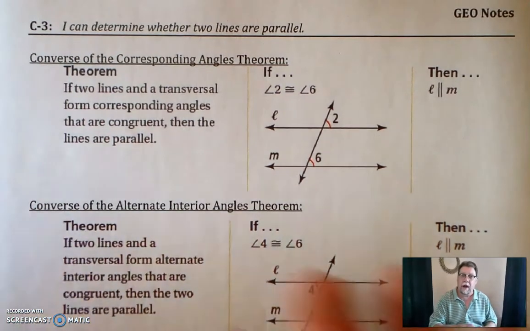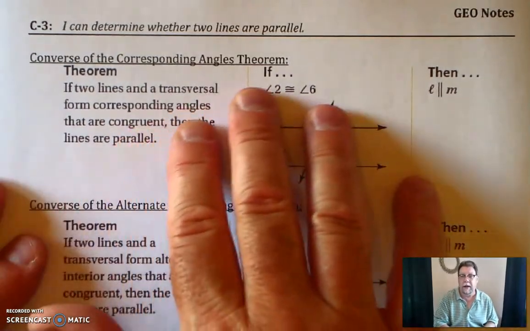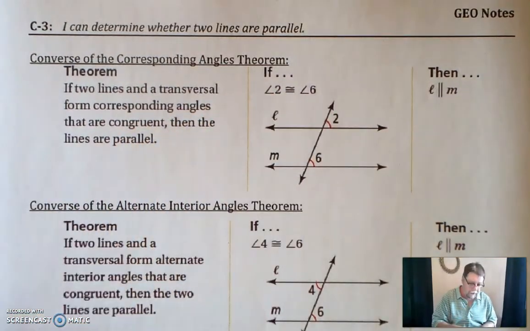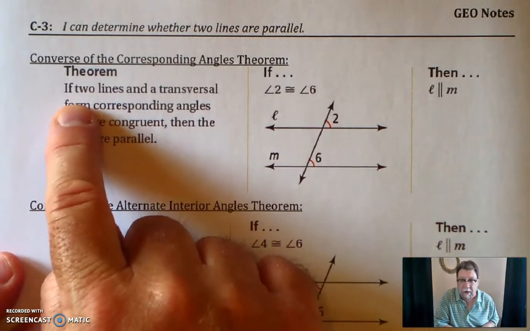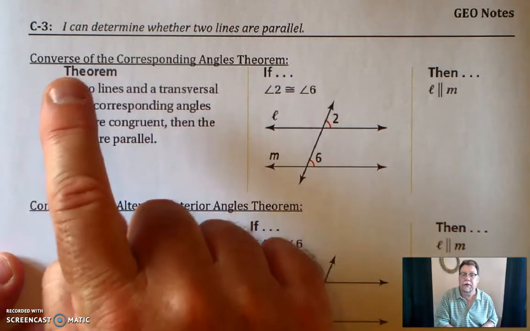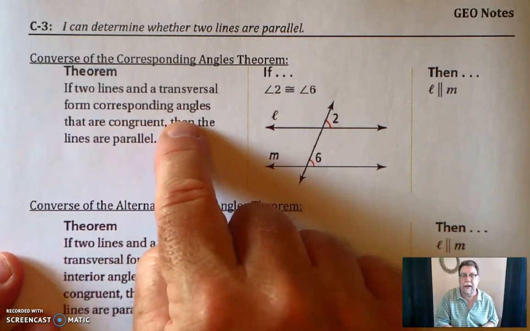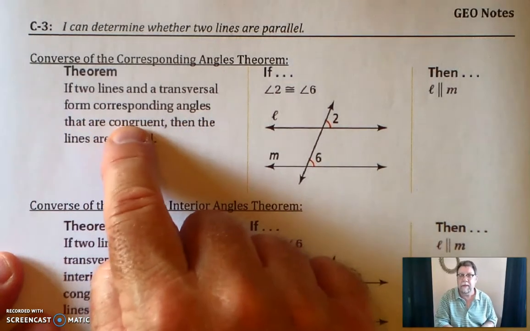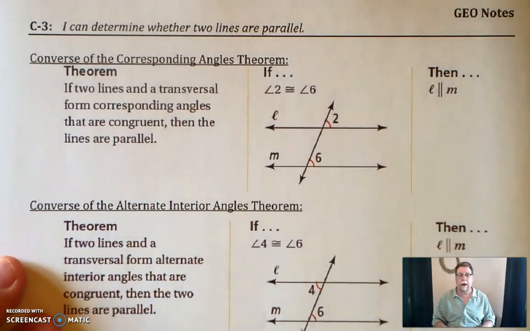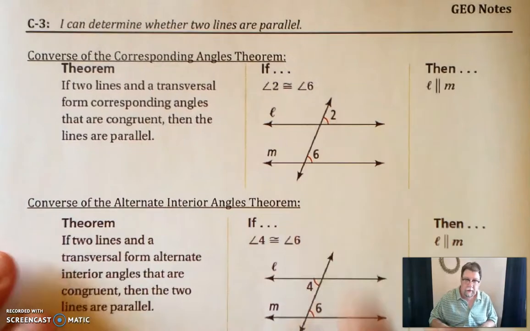So we're going to look at the converse of the corresponding angle theorem. We're starting off, if two lines, it doesn't say parallel, it just says two lines. If two lines and a transversal form corresponding angles that are congruent, then the lines will be parallel. So here, let me show you.